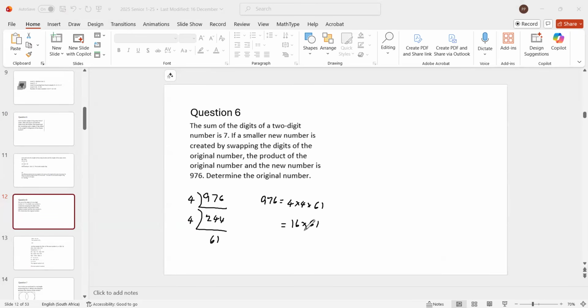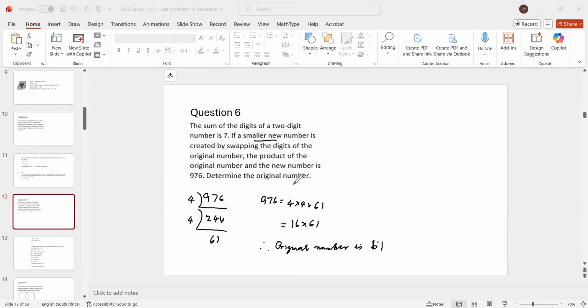Okay, and they say, what is the original number? So they say the smaller new number. Okay, so the new number is smaller, and therefore of these two numbers, the original number will be 61, because the new number is smaller. And if you check all the other things, they say the sum of the digits is 7. We didn't even use that. 1 plus 6 is 7.